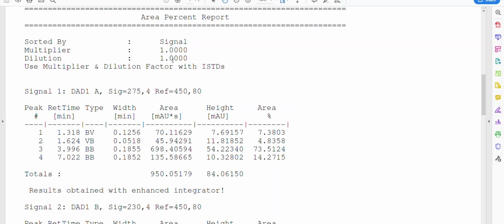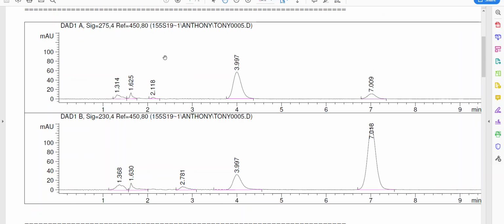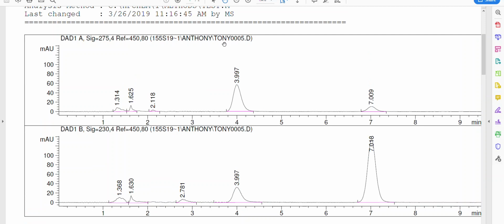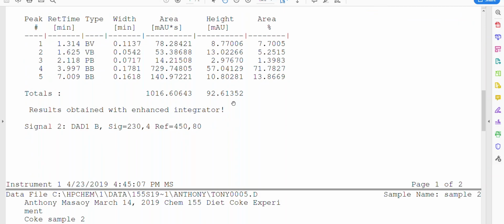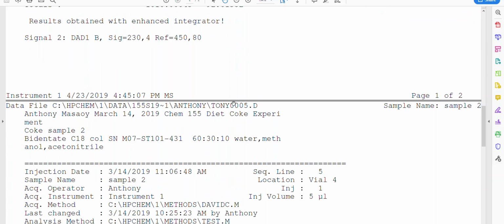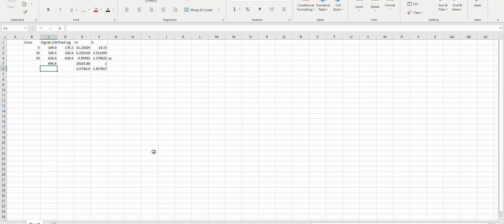And then now we're going to go to the next one, which is Tony 5. There's Tony 5. There we go. 230, 3.997. And that's 448.37.